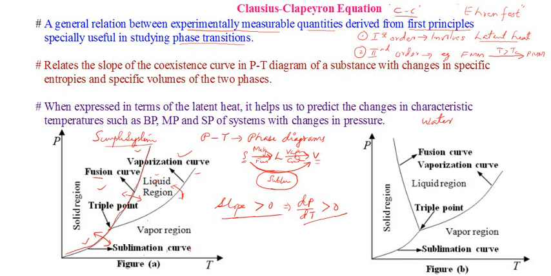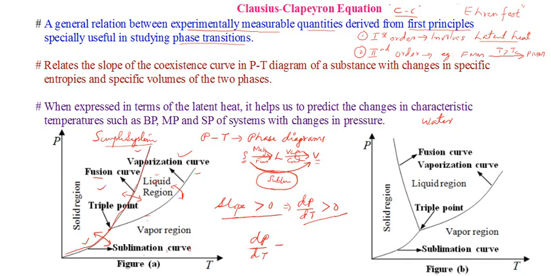Now why I mentioned all this dP dT is because you will see that the Clausius Clapeyron equation, which is our topic today, will be giving you an expression for dP over dT.